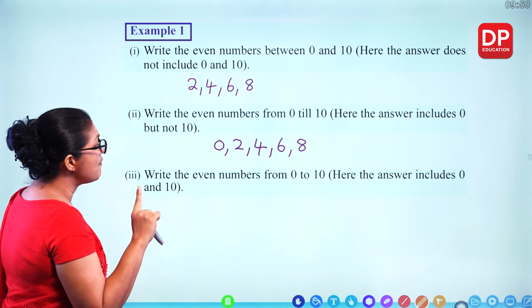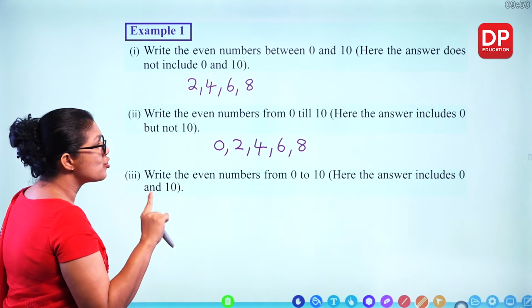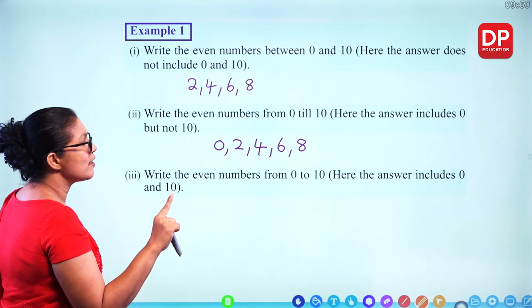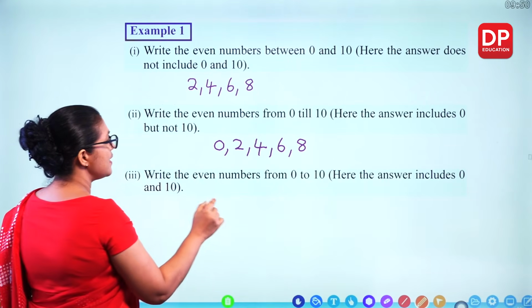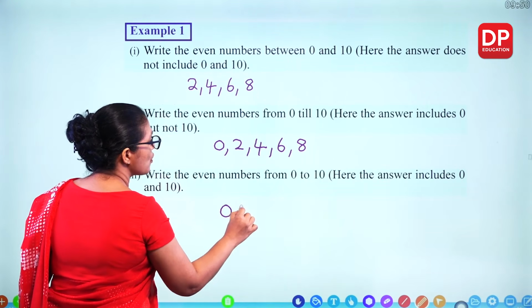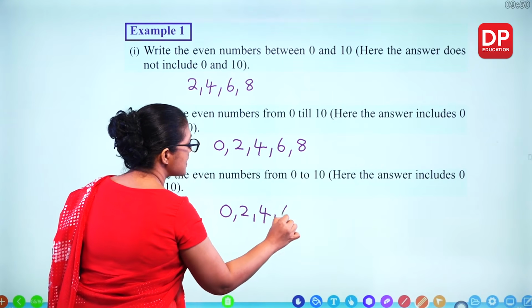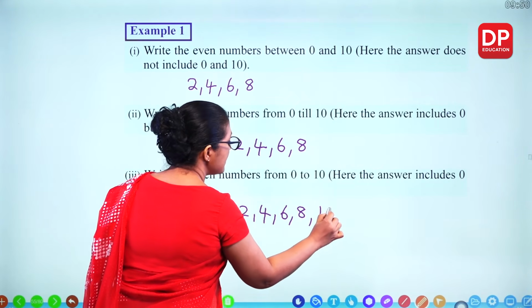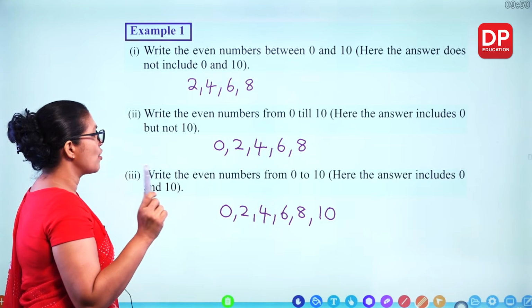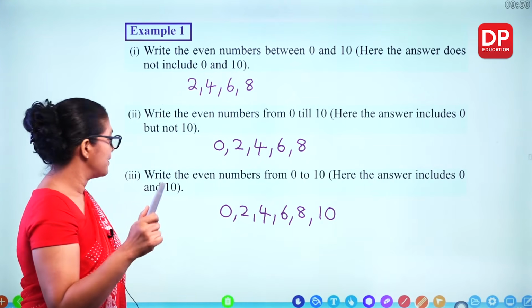Next one, write the even numbers from 0 to 10. Here the answer includes 0 and 10. So what are the even numbers? 0, 2, 4, 6, 8 and 10 also you can take, because this is 2, 10.